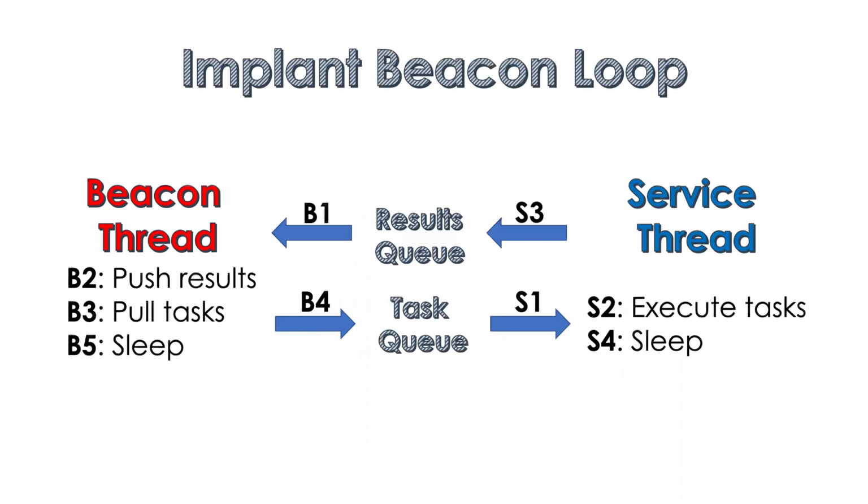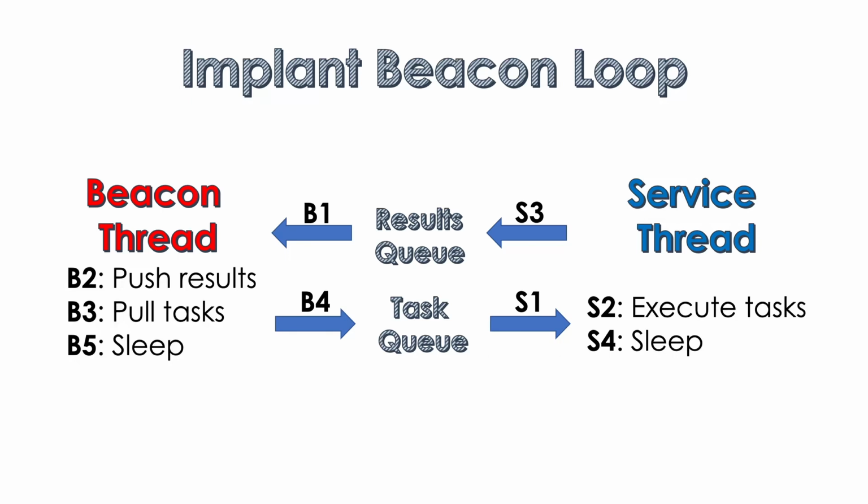All right, so let's recap a little bit here. What we have is a stage 0 beaconing implant that has a beacon thread that's responsible for pulling results out of the queue, pushing the results to the command and control server, pulling tasks from the command and control server, and pushing those into the task queue. And then essentially it goes to sleep and wakes up after its dwell time has elapsed. So it's responsible for shuttling data back and forth.